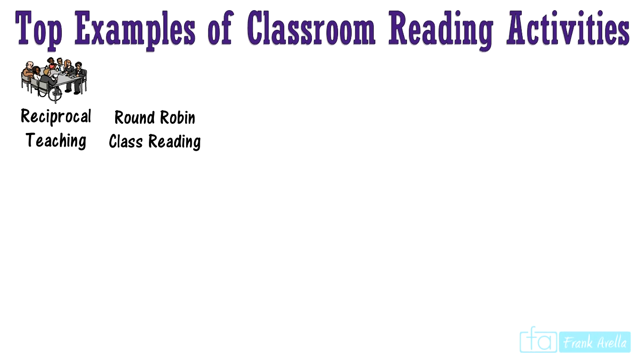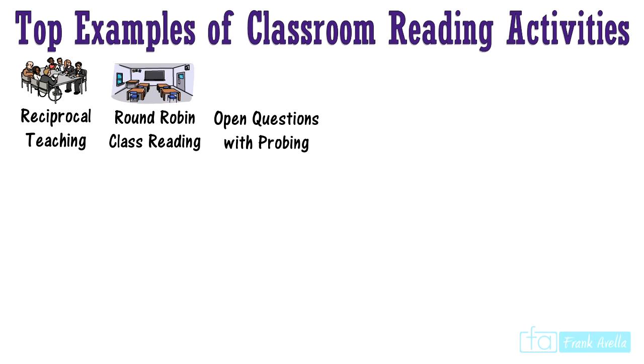Round-robin classroom reading. The teacher calls on a student, that student reads a paragraph or two, then that student calls on another random student. After reading a piece of material or text, an effective class activity is to simply ask questions on what was just read and follow up with more specific probing questions that require the students to analyze and make inferences.